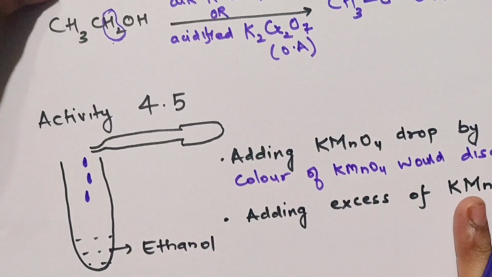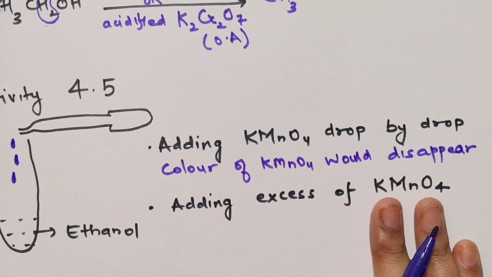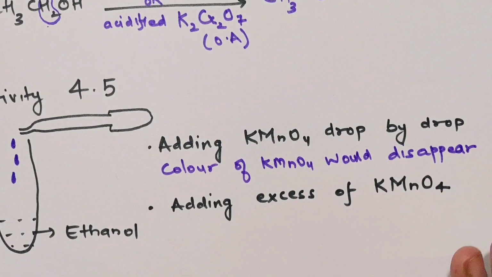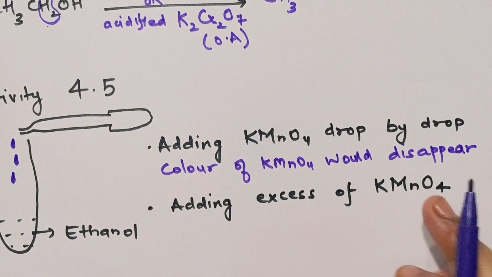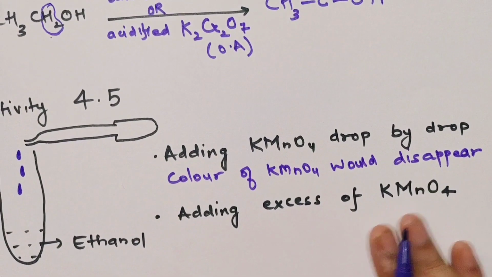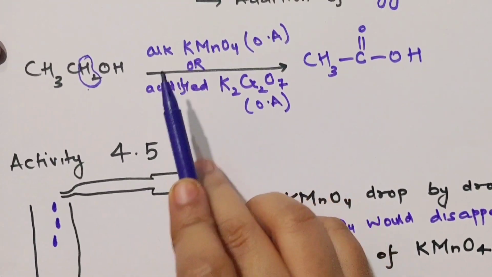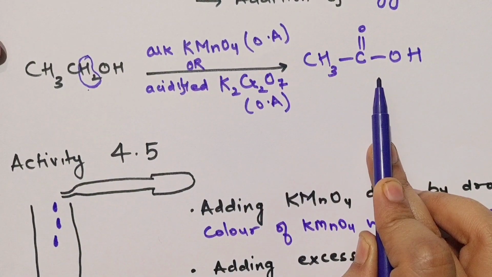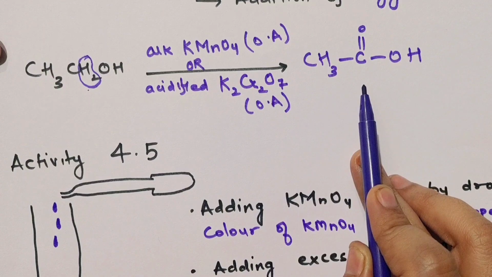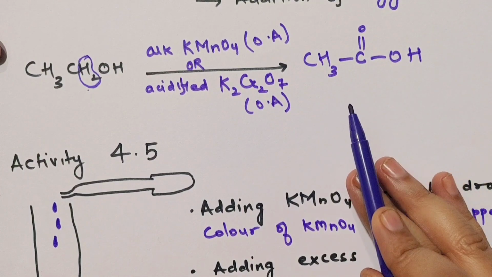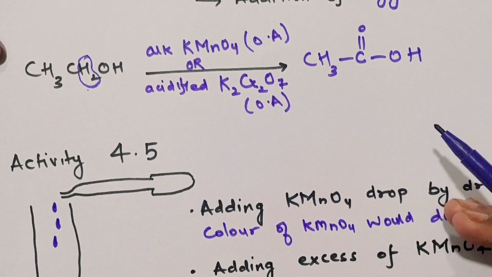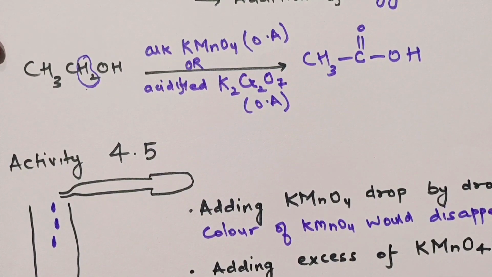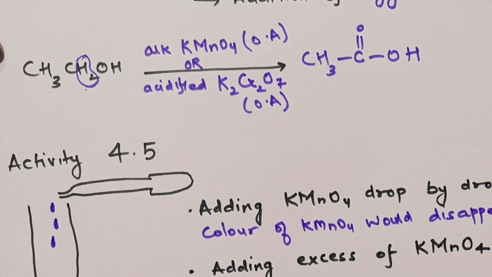That means it would become colorless. Okay, the color of KMnO4 would disappear. But why does that happen? That happens because KMnO4 is getting consumed in bringing about this change. If KMnO4, which is purple in color, gets consumed in a reaction, obviously the color would also go, because the color was because of KMnO4, right?